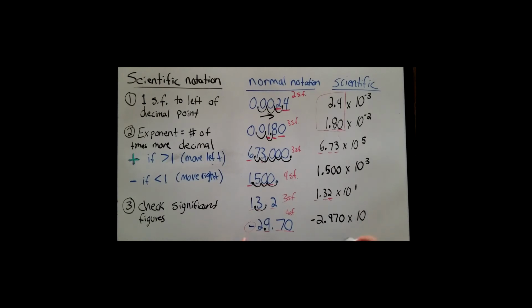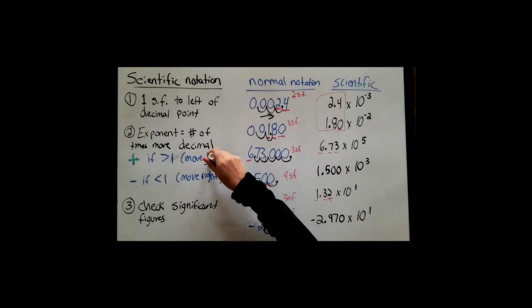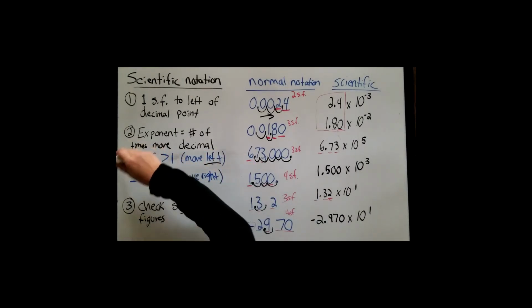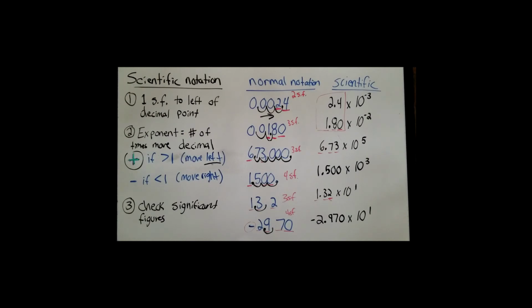Now to figure out the exponent, it's how many times you moved the decimal. So we started between the 9 and the 7, that's the normal notation, but we want it between the 2 and the 9. So to do that, once again, I'm just moving it once. Which direction did I move? This is the tricky part. I moved to the left, right? So if I move to the left, that tells me it should be a positive exponent. Okay? And that's correct.